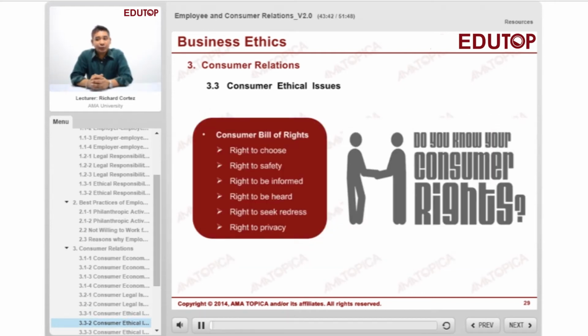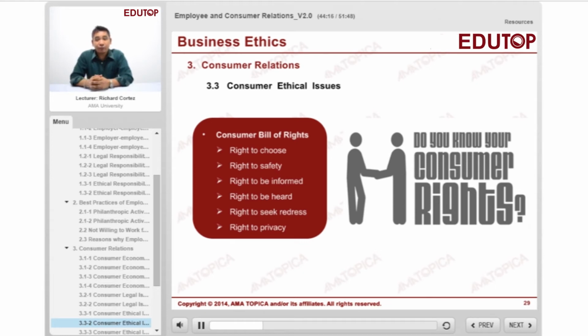Still under the subtopic consumer ethical issues, we should know, as a company or as a person, as a businessman, the rights of the consumer or customers. They have the right to choose. There should be several alternatives. They should be spoiled with lots of products for their benefit. And consumers should have the right to safety. Provide safe and healthy products for the consumer. There should be absence of hazard for the consumer.